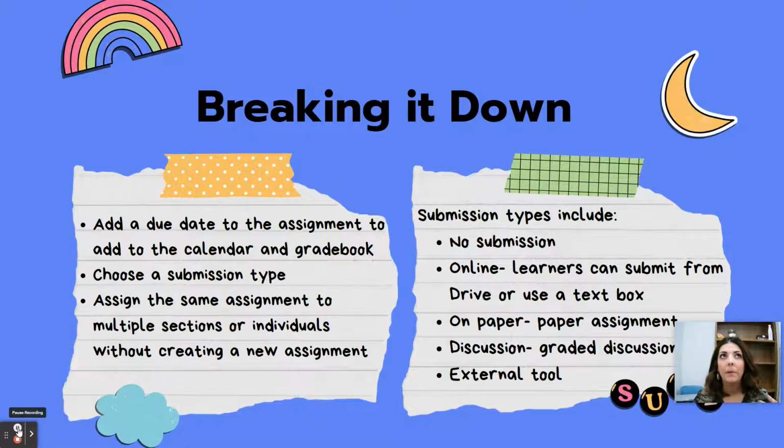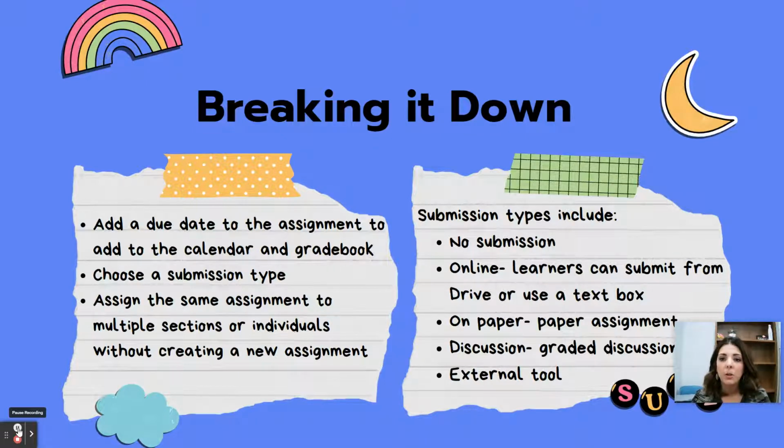It may seem kind of overwhelming at first when you pull it up. There's all these things to take a look at, but there's really only 4 things that you need to do. First, you got to give it a title. You got to add a due date to the assignment. You do need to choose a submission type. You can make the choice to assign the same assignment to multiple sections or individuals without creating a new assignment. We're going to look at that.